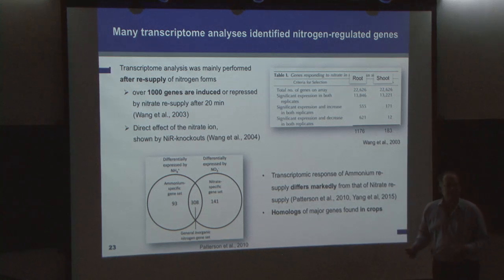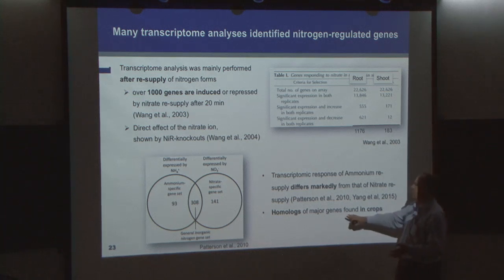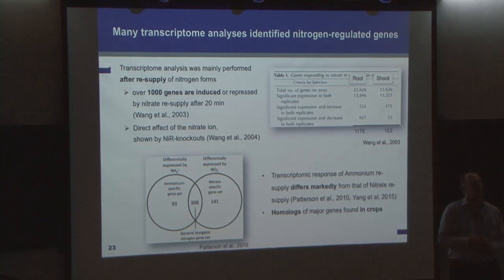And what is now important is that many of the homologs of the major regulated genes are also found in crops. Not always directly, but the corresponding homolog is then the candidate for the same regulation in crops, and more or less it looks similar in crops, I would say. That's good for our model plant, that the model is not so distant from the crops.